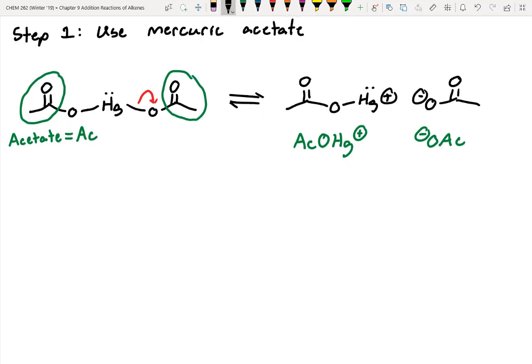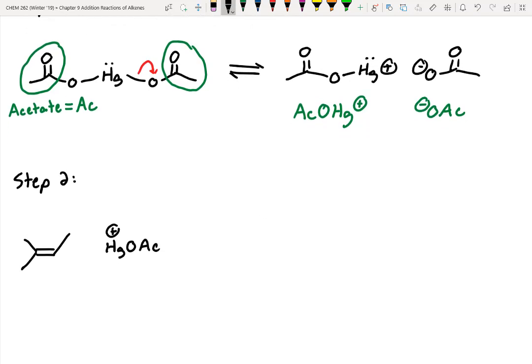All right, now let's take a look at step two. Step two is where we have our pi bond, and I'm just going to make up one. And we've got our reactive mercury species. And like I said, the mercury has a positive charge. So what do you think will happen in the second step? Yeah, the pi bond's going to attack that mercury, because we know pi bonds can be nucleophilic. So we're going to attack the mercury. All right, when this happens, something unusual occurs.